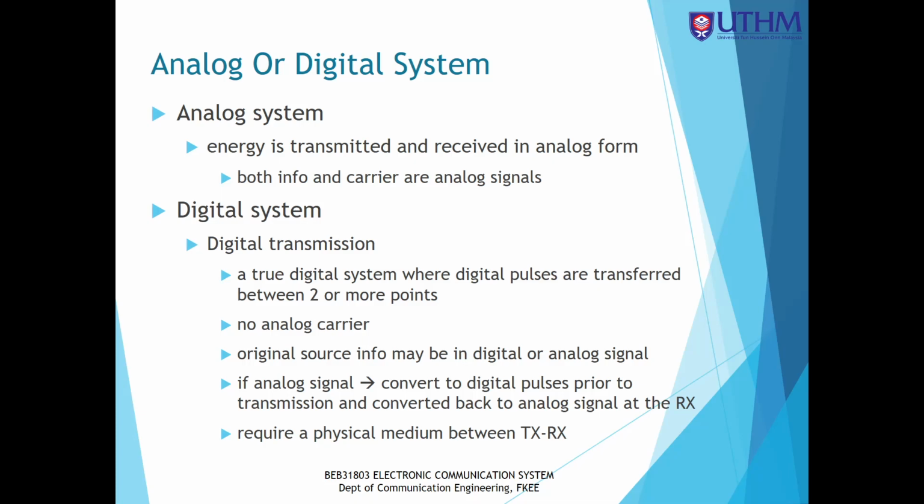And how do we classify the system in terms of analog or digital? We can classify the communication system as analog or digital. If it is an analog system, that means we transmit the signal in analog. Dalam analog system, apakah perbezaannya kalau kita lihat? In an analog system, the input signal is analog. You transmit as analog and then receive, and the output is also analog.